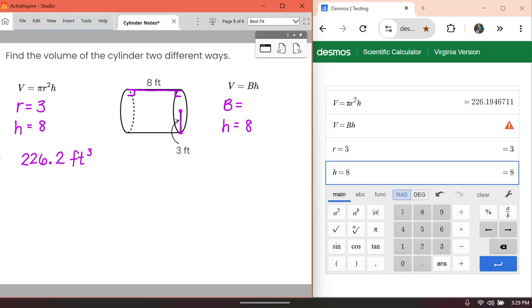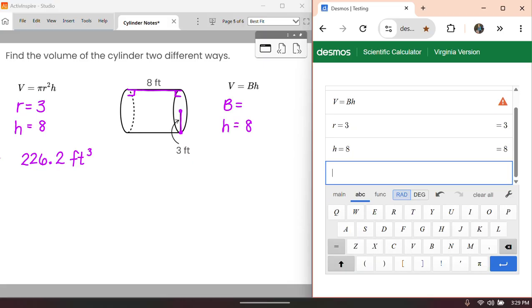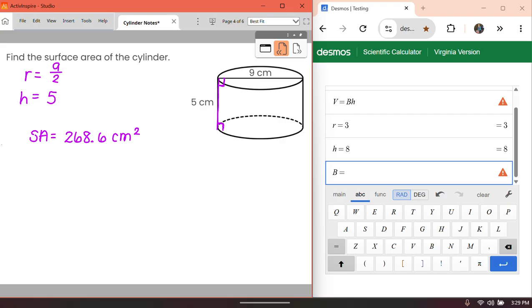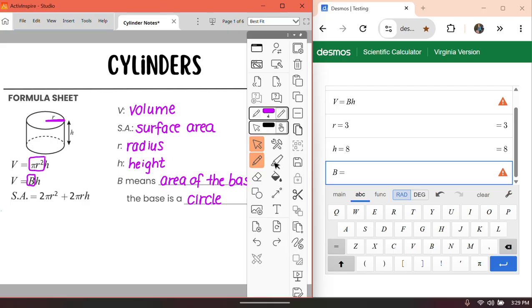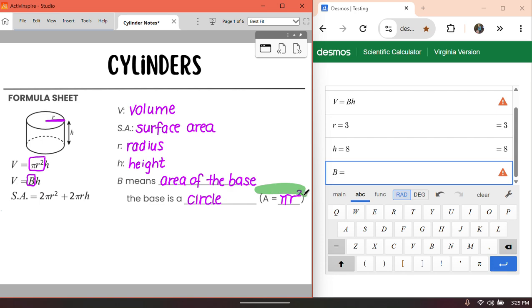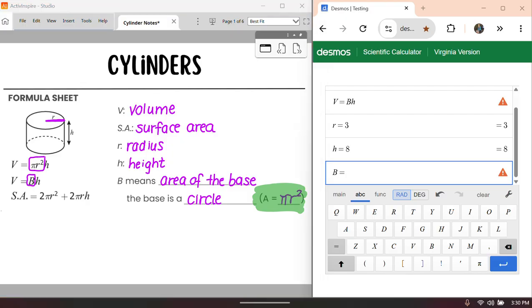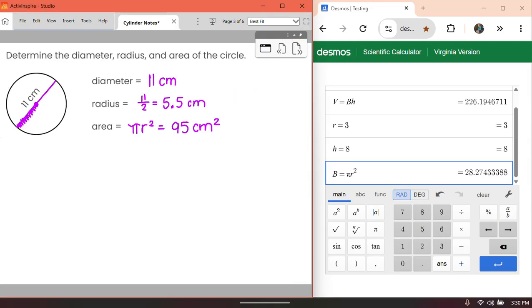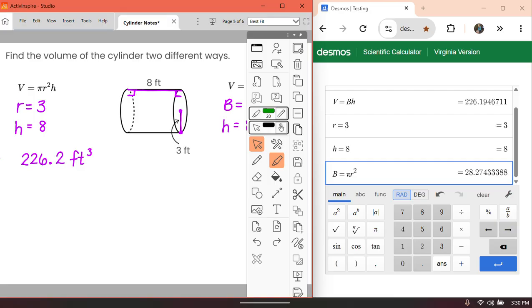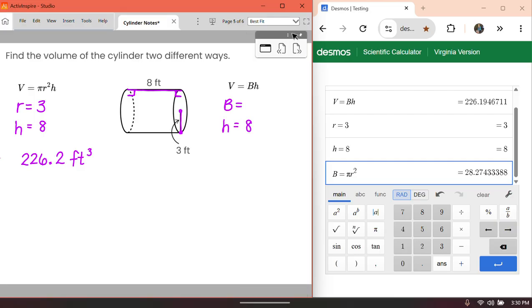But I don't have an answer for the formula on the right yet. I know that big B is the area of the base. And I know that the base is a circle. So if you go back to the beginning of the notes, we wrote down what the formula for the area of the base was. Pi r squared. So the area of the base is going to be pi r squared. And if you're thinking, oh man, that just seems like a whole extra step, I don't want to do it that way, you don't have to.